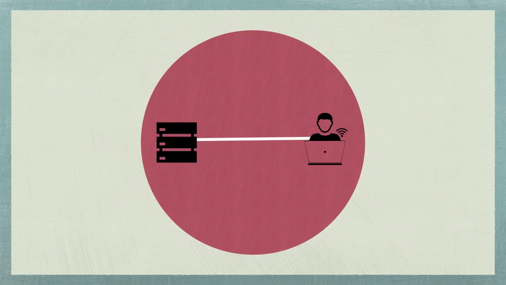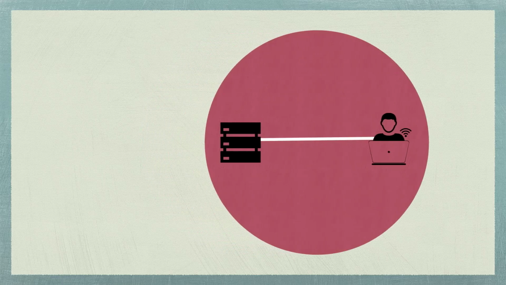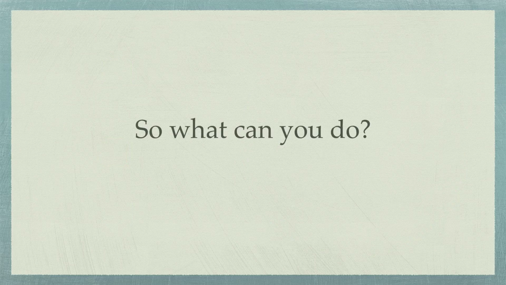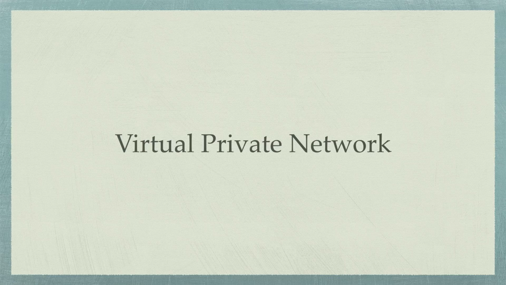Now, what happens if the government decides to tell the ISP that certain websites should not be accessible? For example, we have a firewall here, and it's blocking access to certain websites. And we just can't see those websites anymore because of the firewall. So what can you do? Here's where the virtual private network comes in, right?